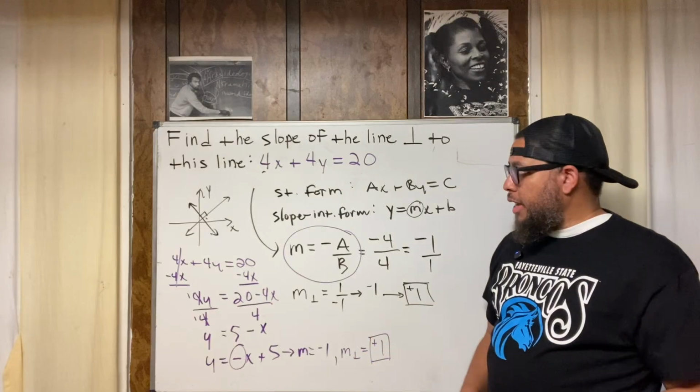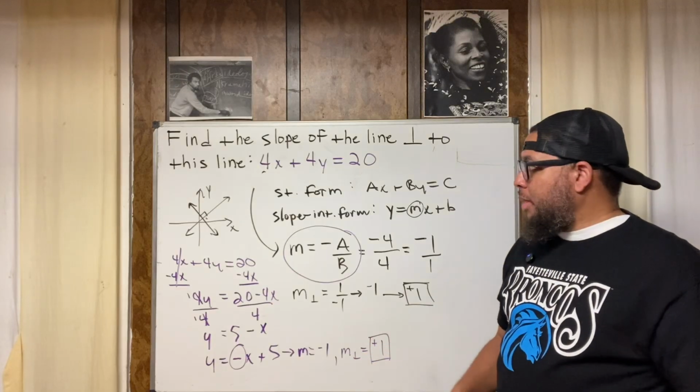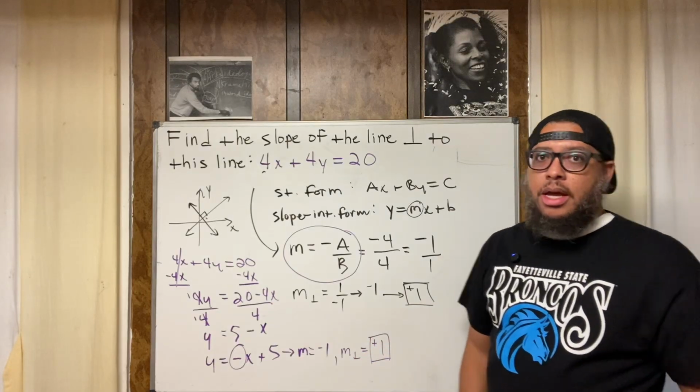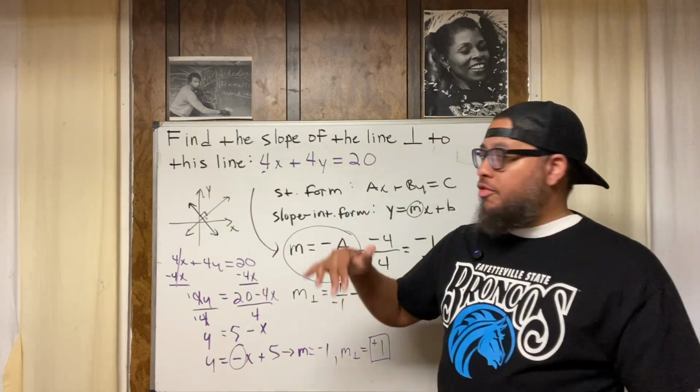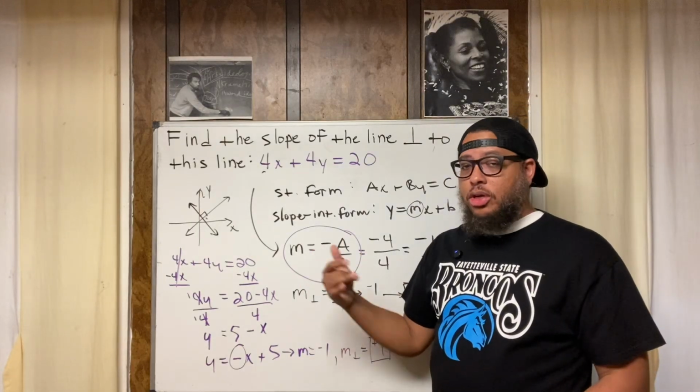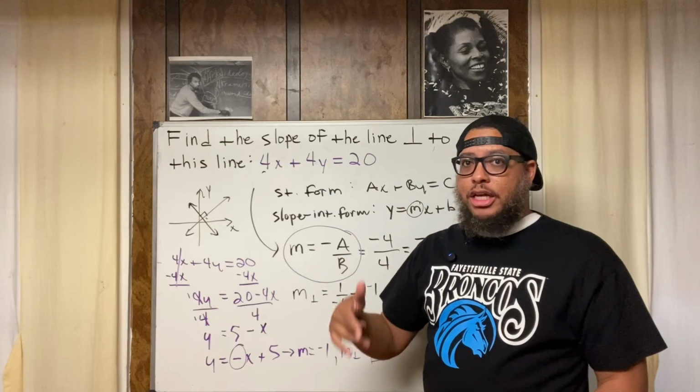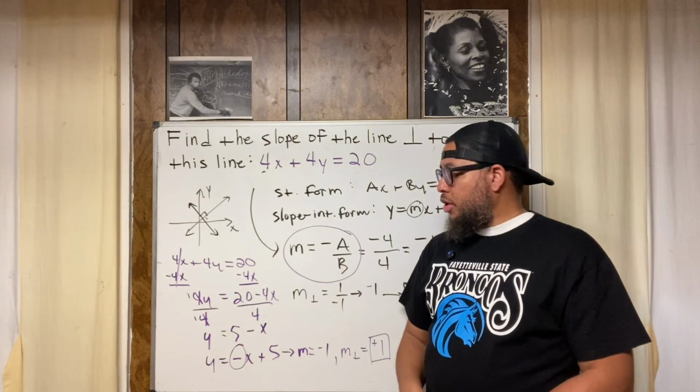All right. Now, this video is getting a little long, but I hope it made sense. I hope it's helpful for you. And you've got two methods for finding the slope of a line and also finding the slope of a line that's perpendicular to a line. You know what I mean?